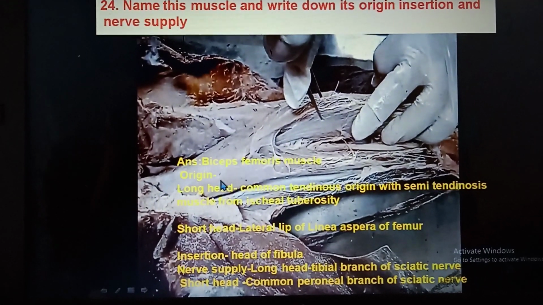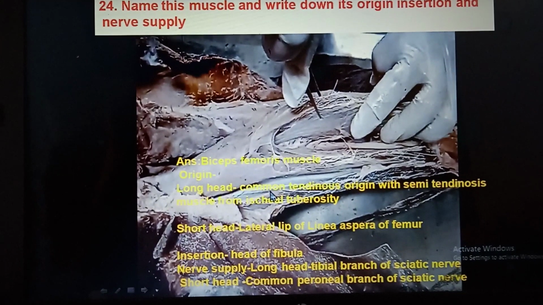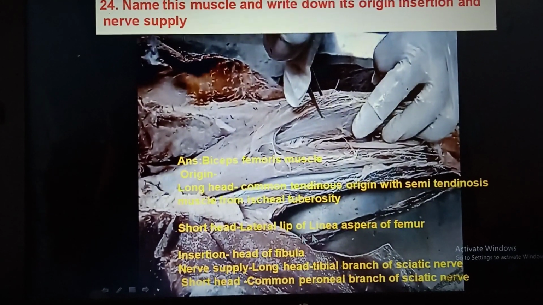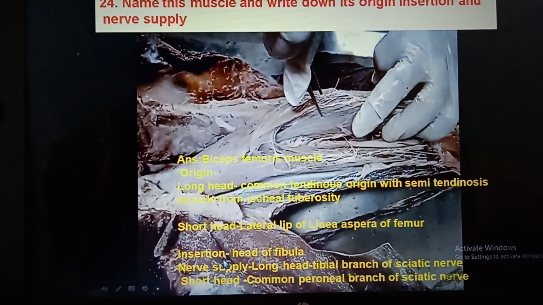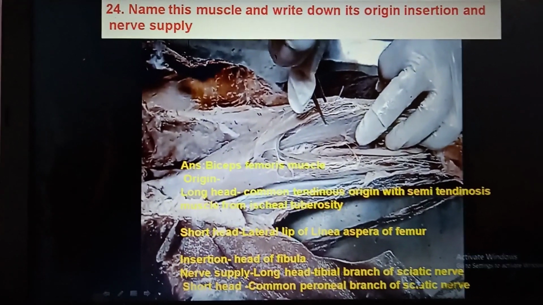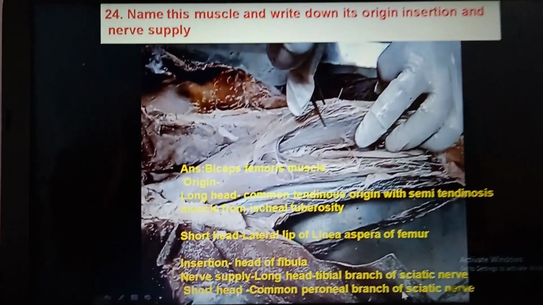It takes origin with a common tendinous origin along with the semitendinosus from the ischial tuberosity, and the short head arises from the lateral lip of the linea aspera of the femur. Both unite and get inserted on the head of the fibula. For nerve supply, the long head is supplied by the tibial branch of the sciatic nerve and the short head by the common peroneal branch of the sciatic nerve.